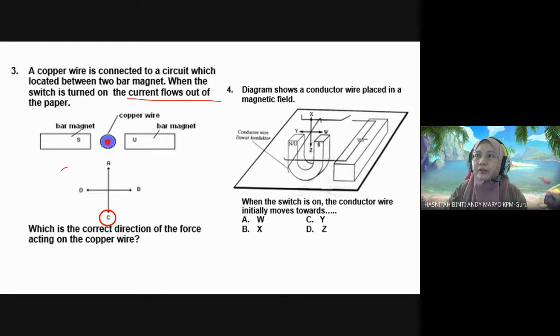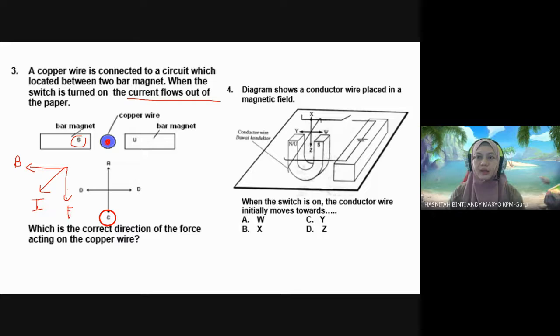Again, current pointing outwards. This is the current out. It says here flows out. So this is current. Then this is our magnetic field, pointing to the left. Why pointing to the left? Because left is south. So the force is pointing downwards. This is the force downward.